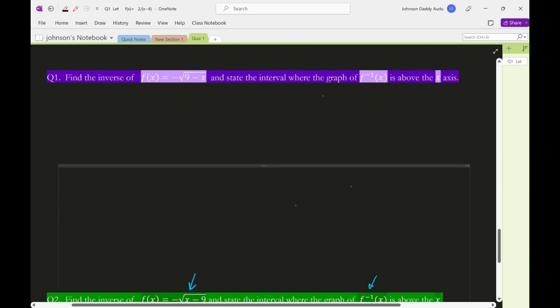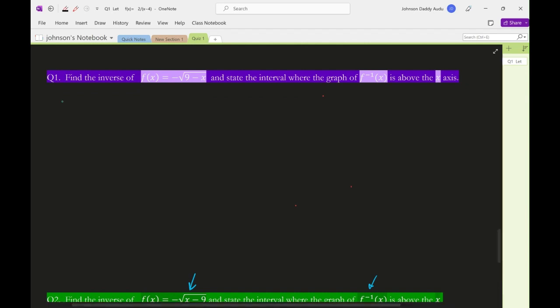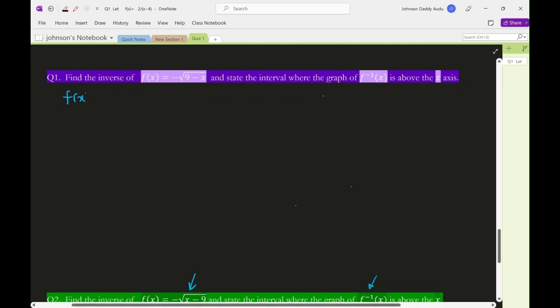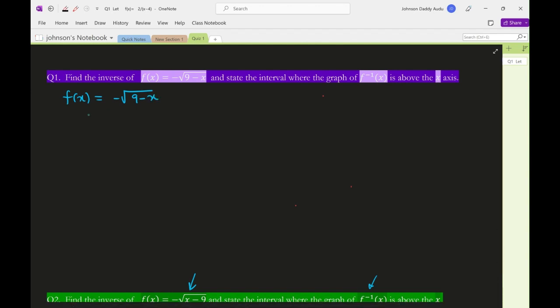So to find the inverse, what we can do is find the domain of the function. So what is the function? The function is minus this. And if we want to find the domain of the function, it's just 9 minus x greater than or equal to 0. And this will give us that x is less than or equal to 9.